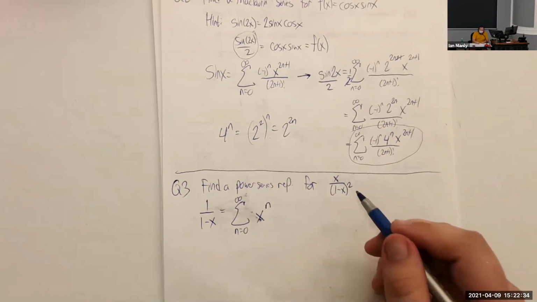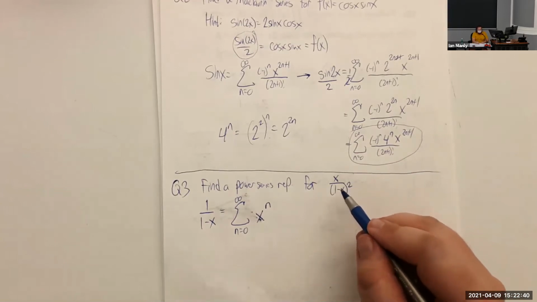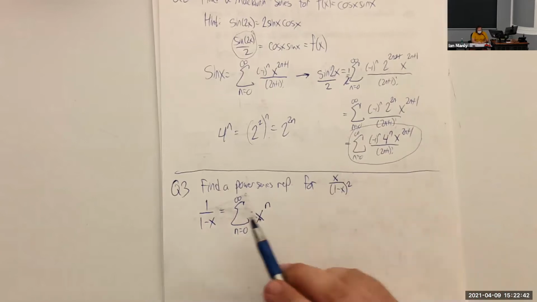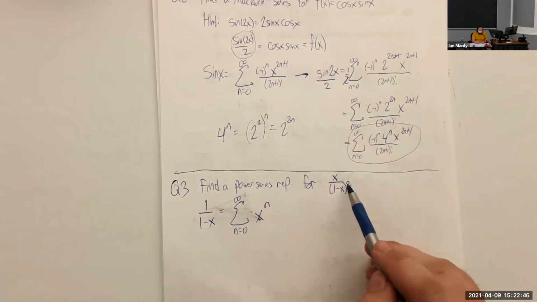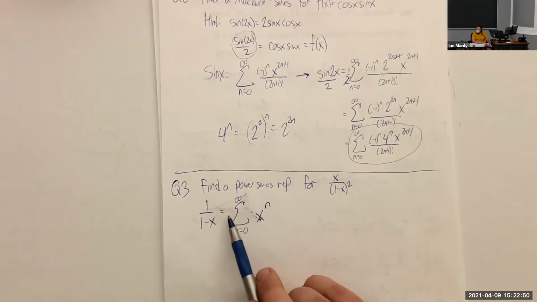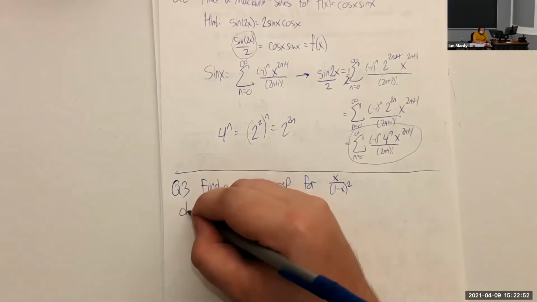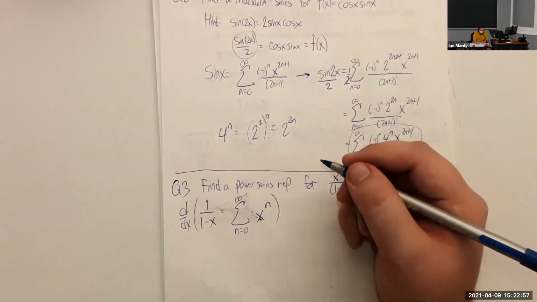All right, now let's see. If we ever want to square our bottom or have our 1 minus x to a higher power, what we could do is take the derivative of both sides of this. So if you ever have the whole bottom being raised to a power, it's best to do a derivative starting from here. So I'm going to do a derivative of this whole thing here.